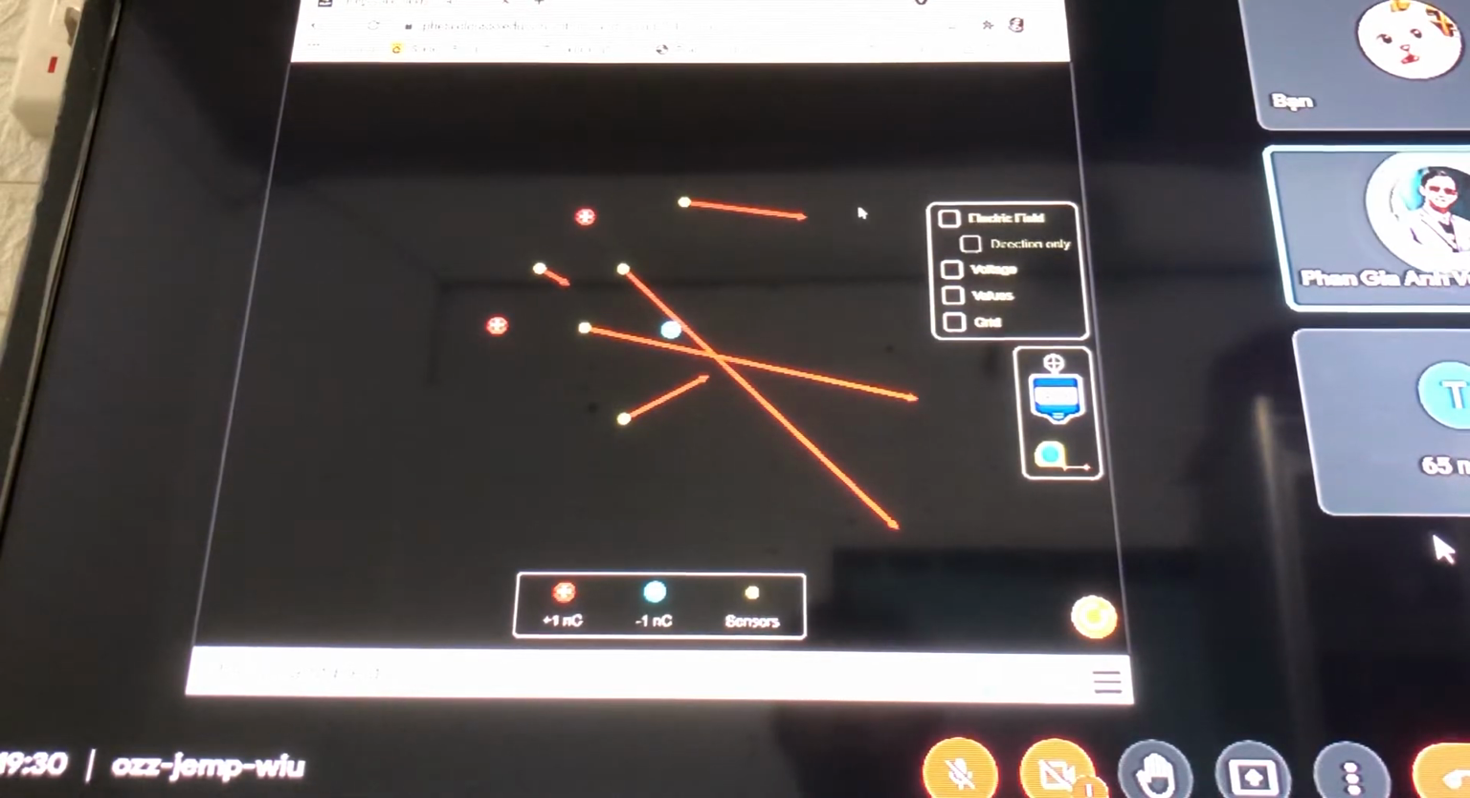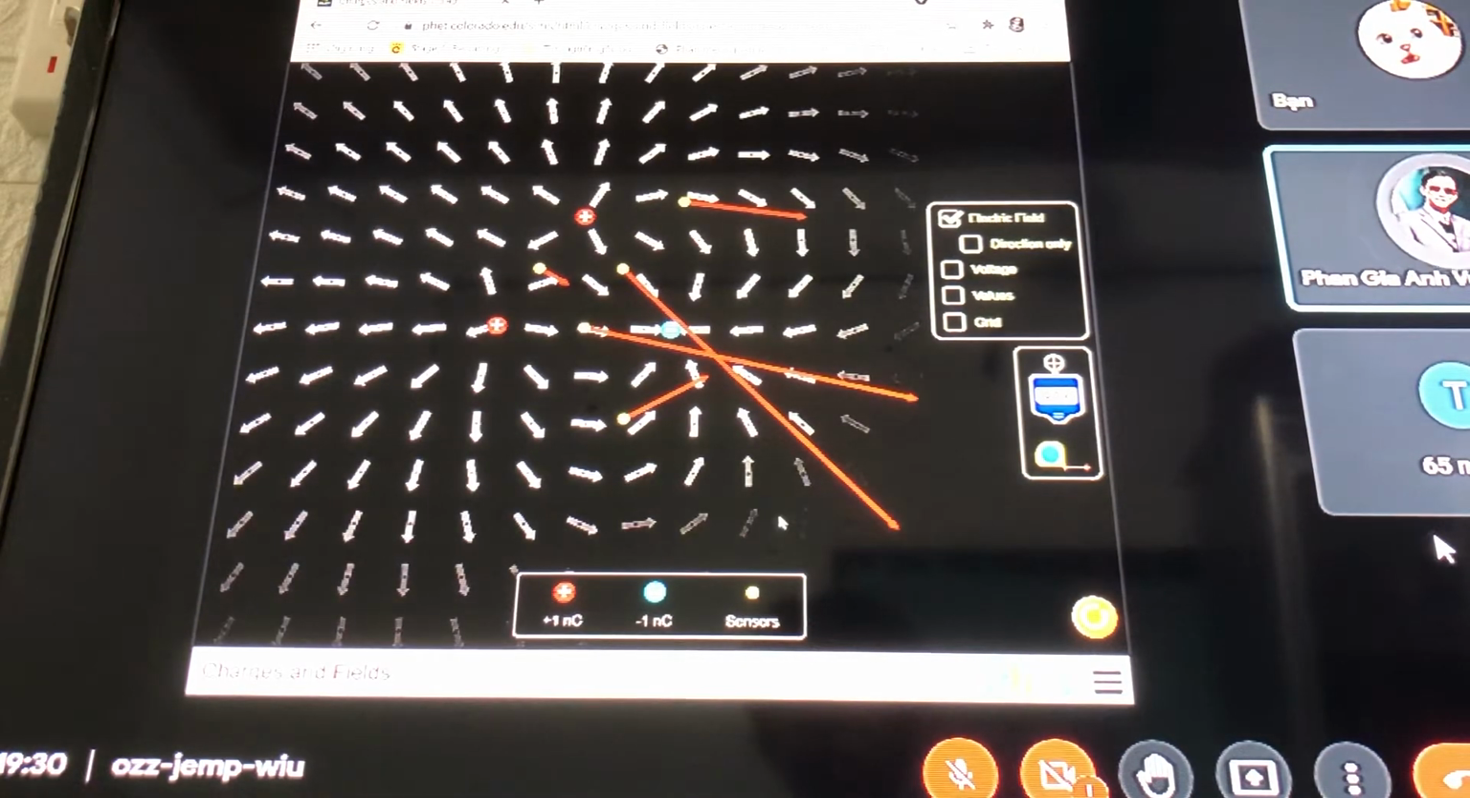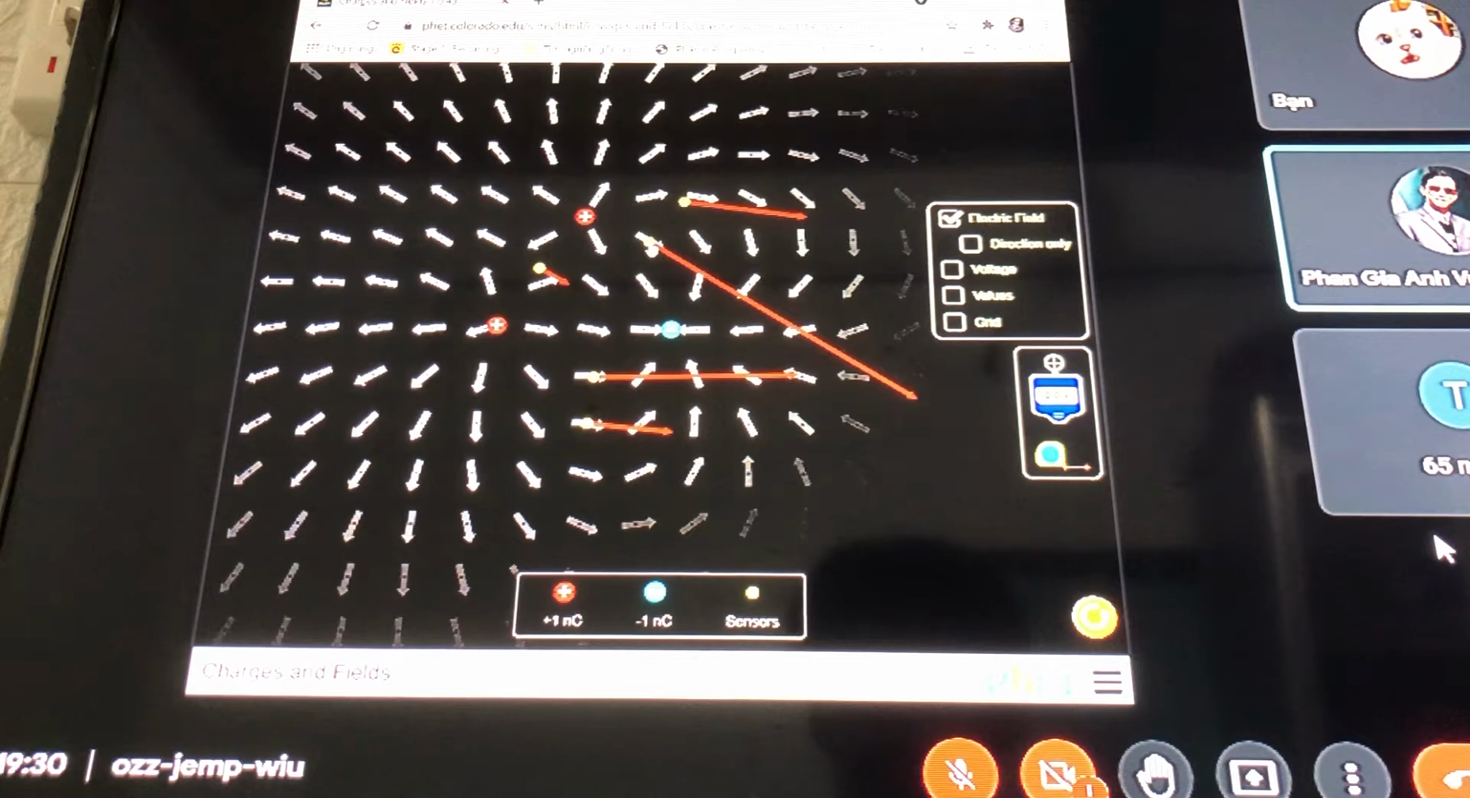When I want to know the electric field everywhere on the board here, I click on the electric field, and you see the electric field at some points is given, for example, here, here, and here. When I move the sensor close to this point, you will see that the white arrow gives us the correct direction of the electric field and so on.